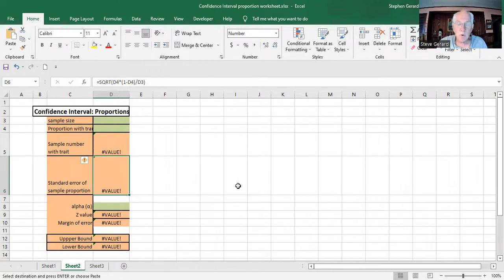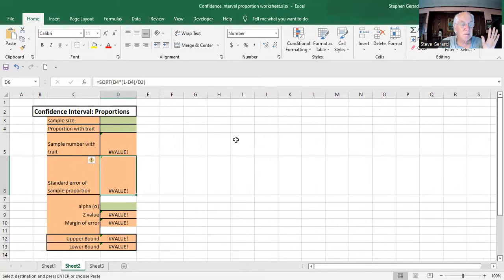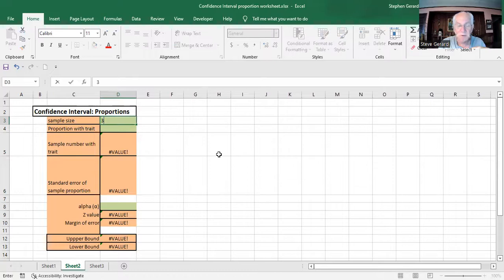This one is for proportions. Remember the chart I gave you about which test to use: proportions always use the z-test. The first question is, what's the size of your sample? Suppose we have a sample size of 35 and a proportion that has the trait.